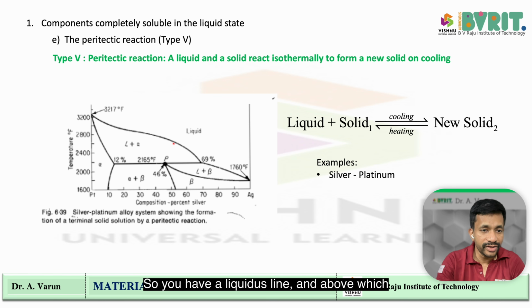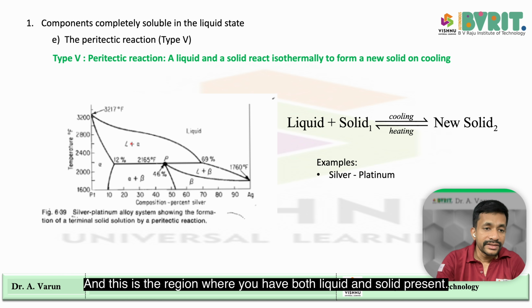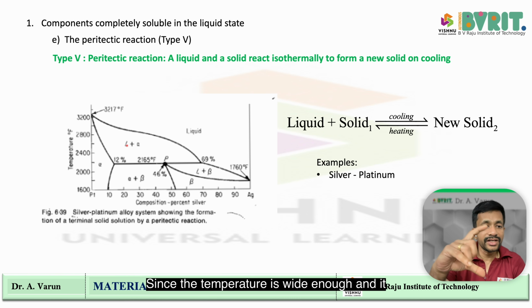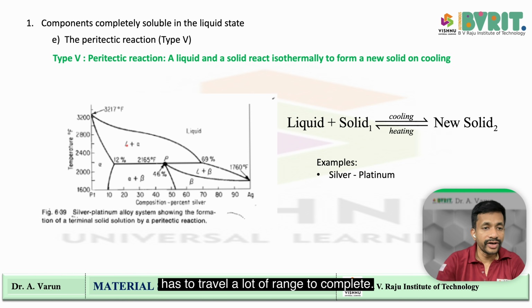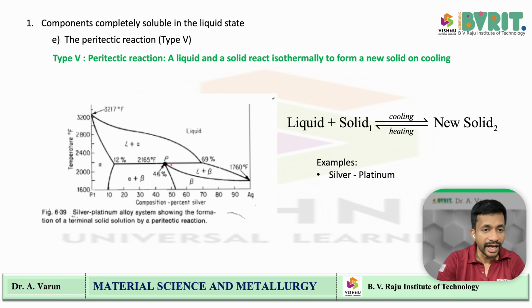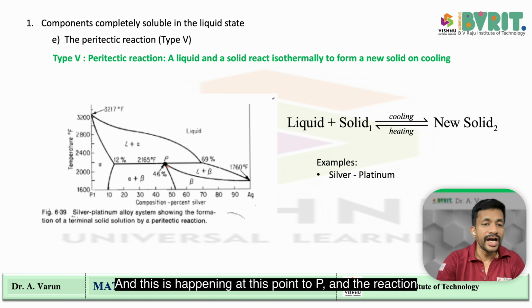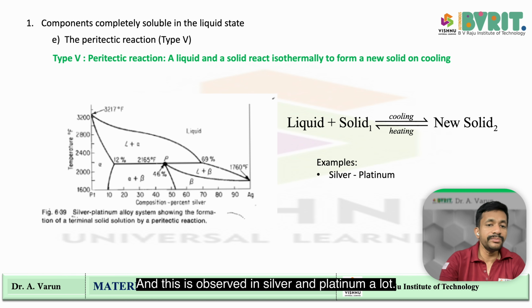So you have a liquidus line and above which there is a liquid, and this is the partial eutectic kind of thing, wherein you have a partial alpha, and beyond that it is not soluble. And this is the region where you have both liquid and solid present. Since the temperature range is wide and it has to travel a lot to complete, the liquid will react with this solid form and give rise to a new solid beta. And this is happening at this point P, and the reaction is called peritectic reaction. And this is observed in silver and platinum alloy.